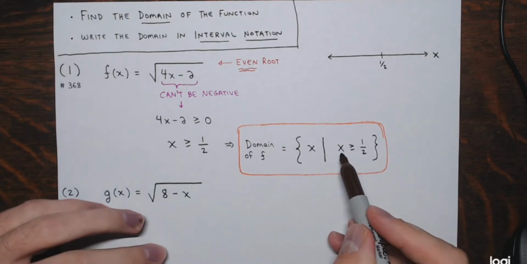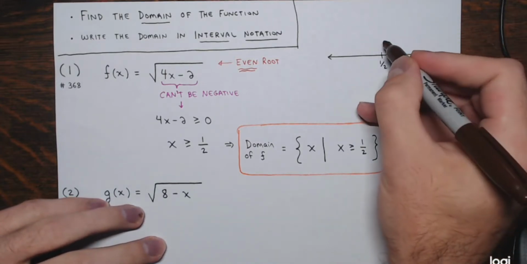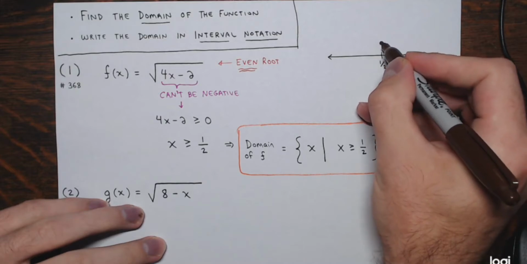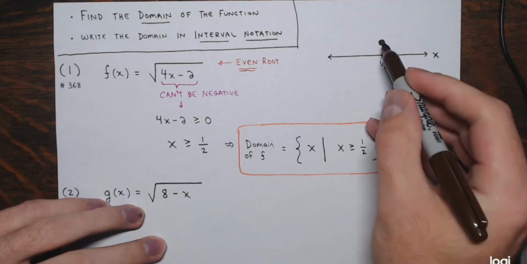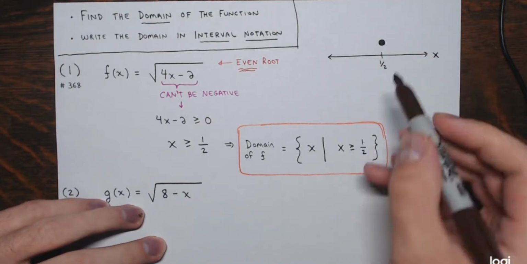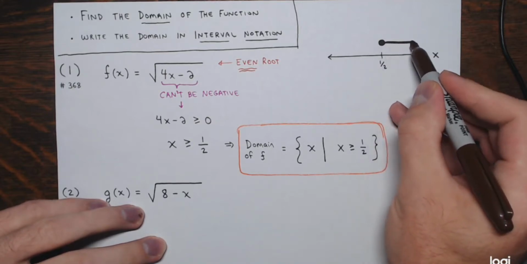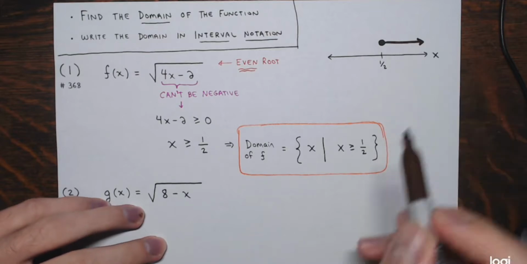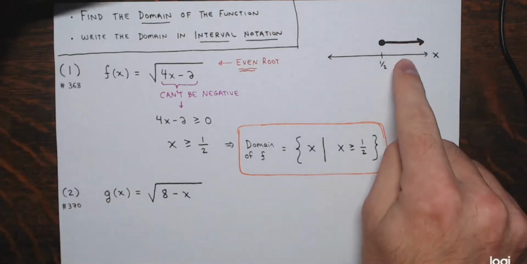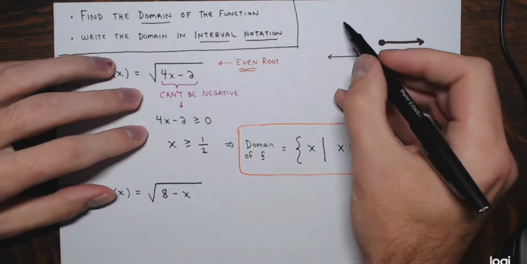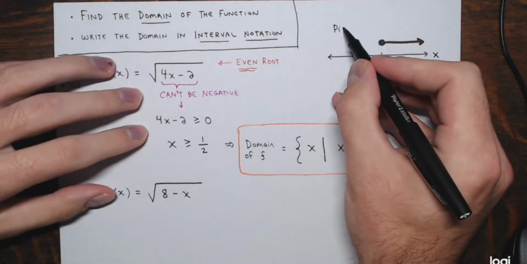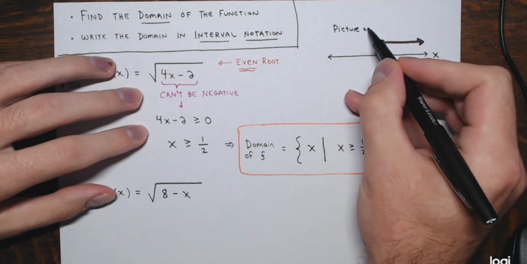We can use values equal to 1/2. So I'm putting a closed point on this, not an open point. So 1/2 is in the domain, and all the numbers greater than 1/2. So all these numbers here to the right of 1/2 are also in the domain. So here's a picture of the domain on a number line.